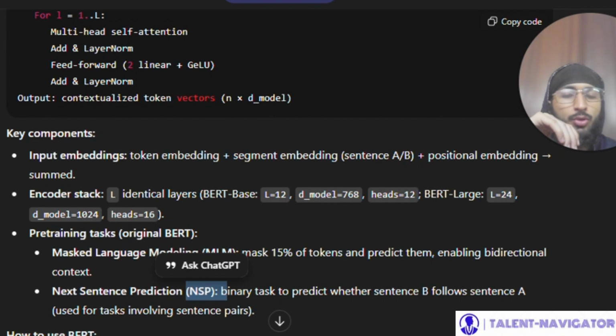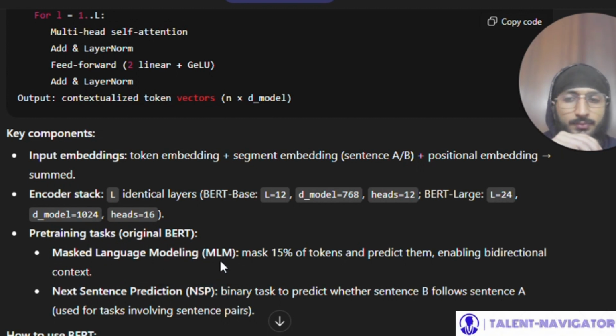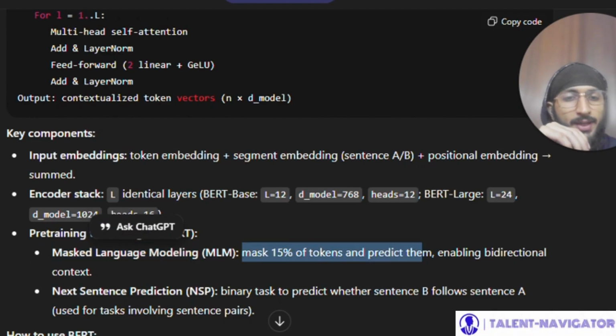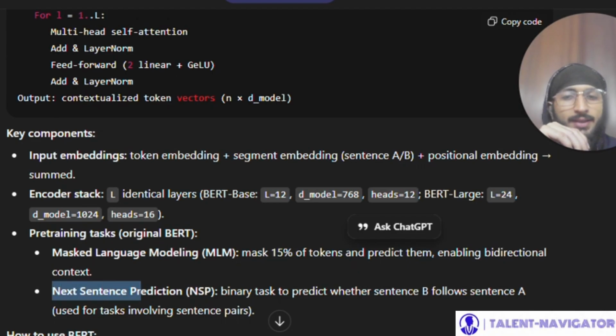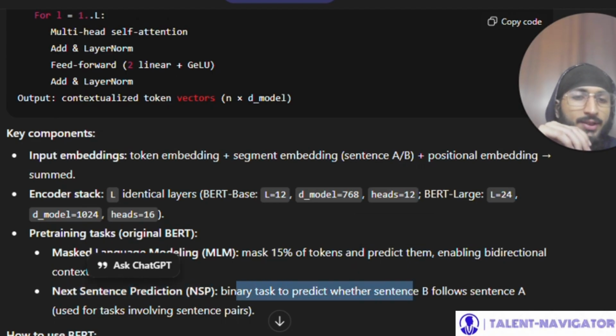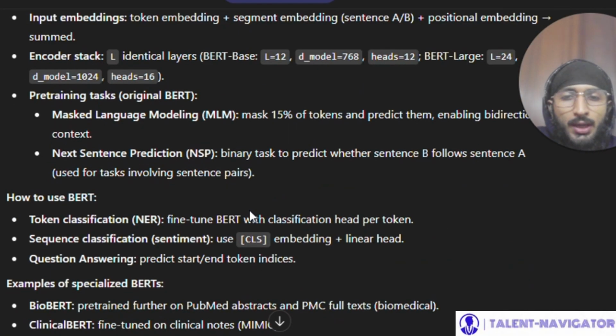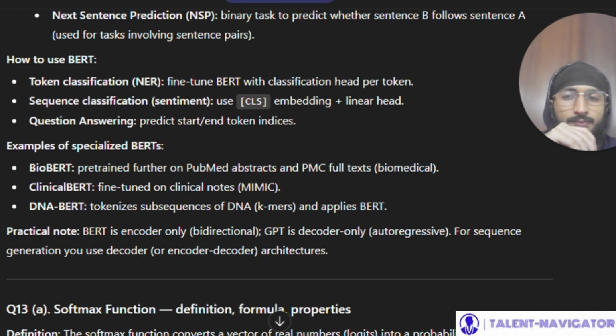MLM and NSP are two important characteristics of the BERT model, which are its pre-training tasks. MLM, masked language model, masks 15% of tokens and predicts them, enabling bidirectional context. And next sentence prediction is a binary task to predict whether sentence B follows sentence A, used for tasks involving sentence pairs. How to use BERT: token classification, fine-tune BERT with a classification head per token, then sequence classification, and question answering.